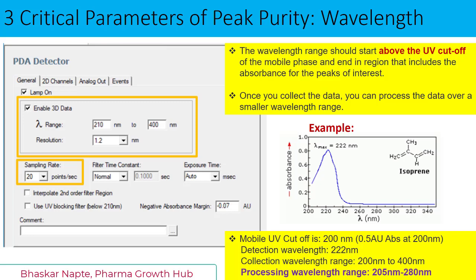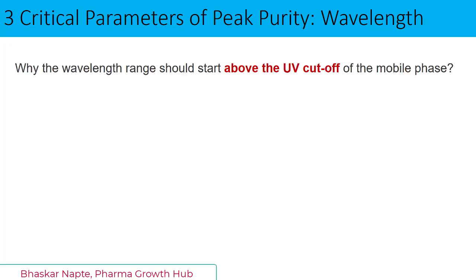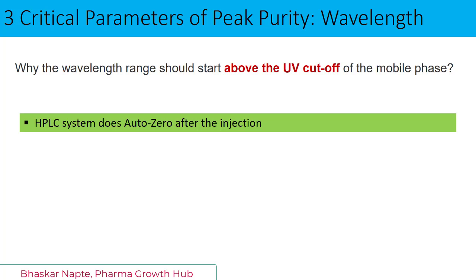I hope you understand the collection wavelength range and the processing wavelength range. Another important point is why the wavelength range should start above the UV cutoff of the mobile phase. Now, there is a certain reason for that.